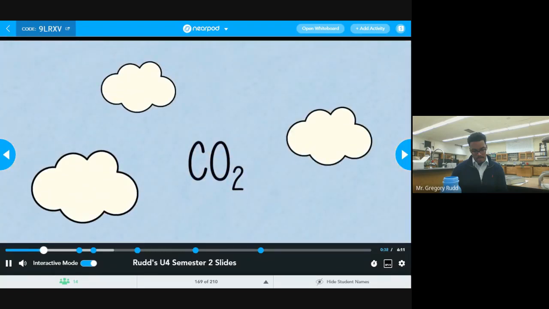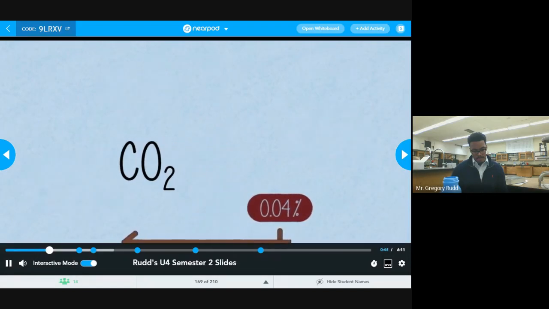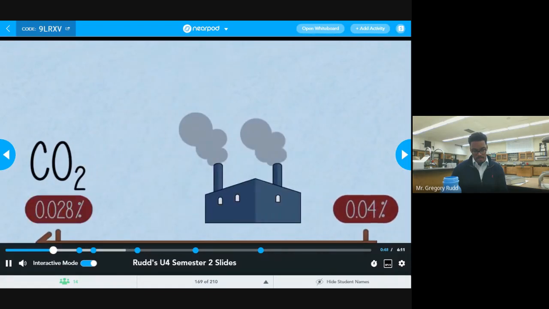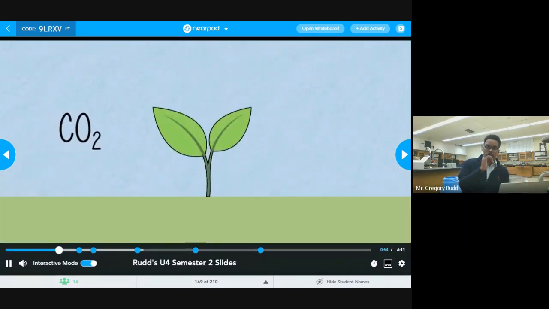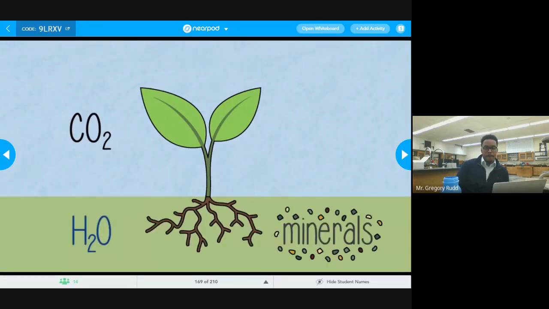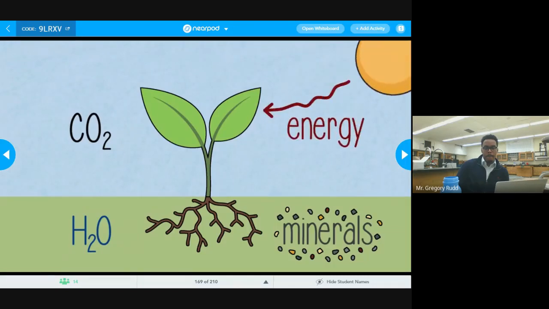Well, the air contains nearly 0.04% carbon dioxide. But hundreds of years ago, before we started using fossil fuels, it was only 0.28%. Not much, you might think, but enough to enable plants to build up all the structures they need with a little help from the water and minerals they take up from their roots and energy from the sun.